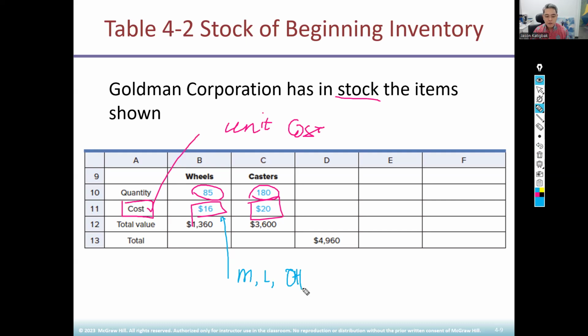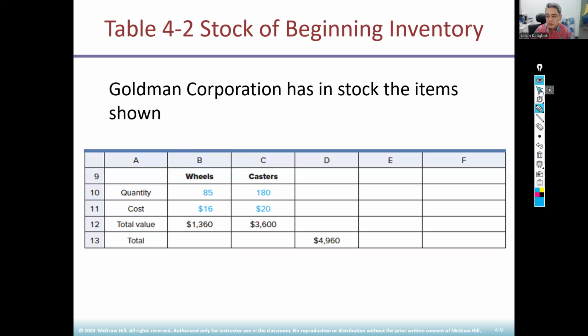So you should actually have learned that on your AC 202, right? Principles of Accounting 2 on the manufacturing side of things. But if not, then the unit cost at $16 for wheels and $20 for casters consists of three items: materials or direct materials, direct labor or labor, and then overhead. Okay.